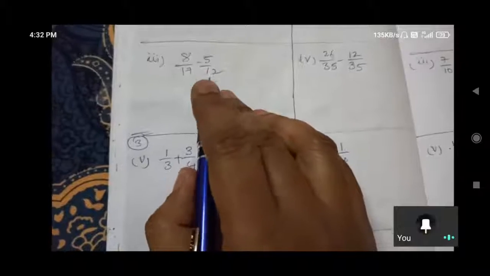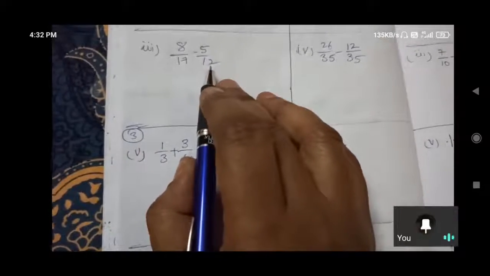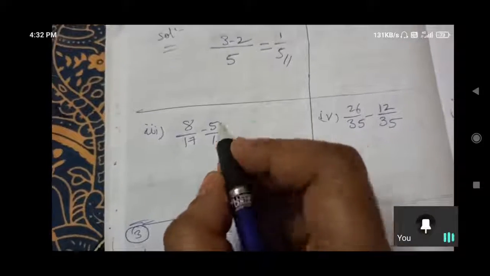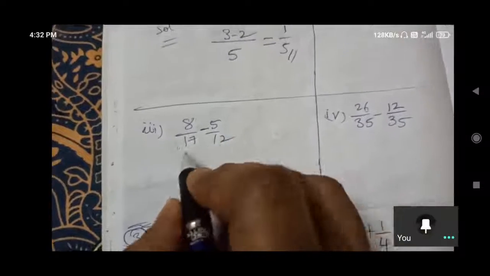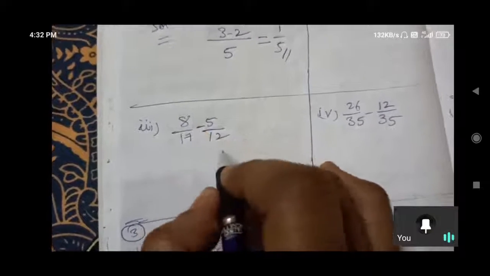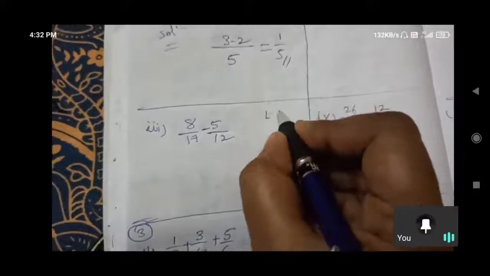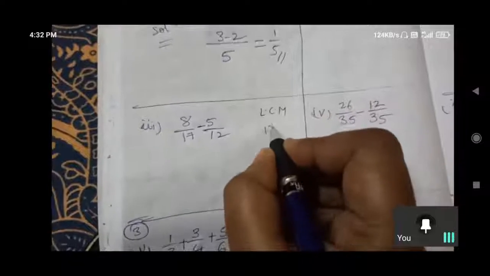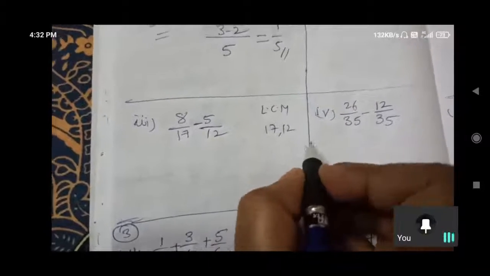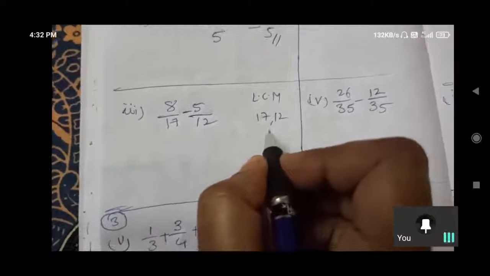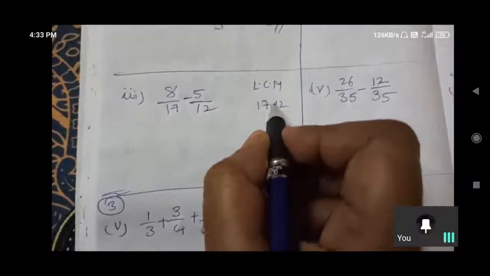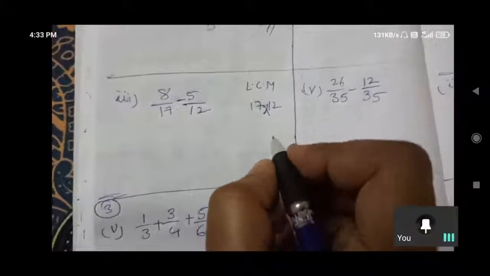Here with different denominators. I copied wrong or else. So we'll do this one. Okay? This one has different denominators and different numerators. So for this we need to take LCM. So LCM of 17 and 12. So 17 and 12 have no common factors. Because 17 is a prime number, we need to multiply both of these. So that is the LCM.